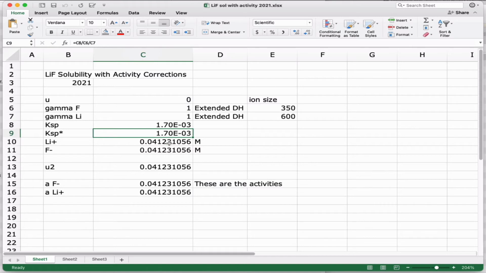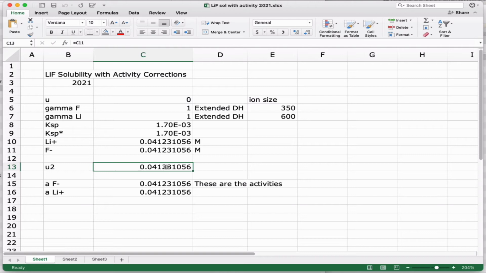We can now take the square root of that, and that's what I've done in cell C10 to calculate the lithium concentration. And since it's a one-to-one salt, we also know the fluoride concentration. So nothing fancy there. Now here's where things get interesting. You'll notice that I have 0.04 molar lithium and 0.04 molar fluoride. So the ionic strength assumption that I started with, where the ionic strength was zero, is wrong. And so what I've done in cell C13 is compute the ionic strength. I've got a better estimate for the ionic strength.